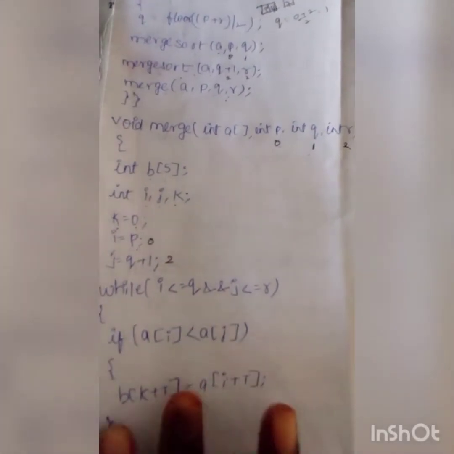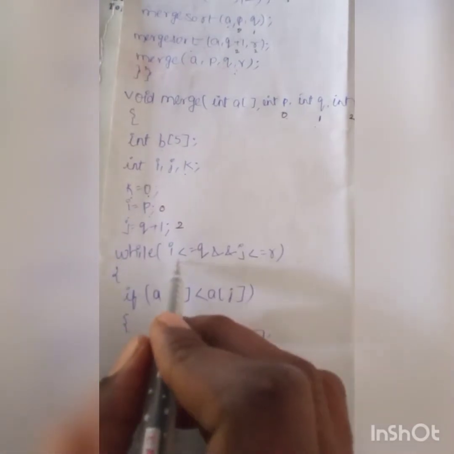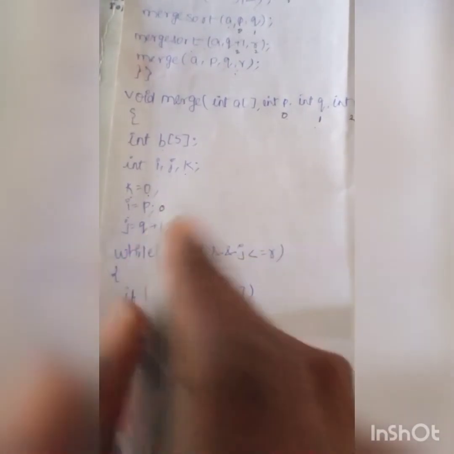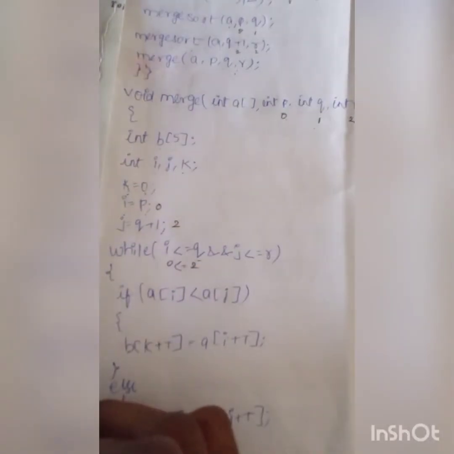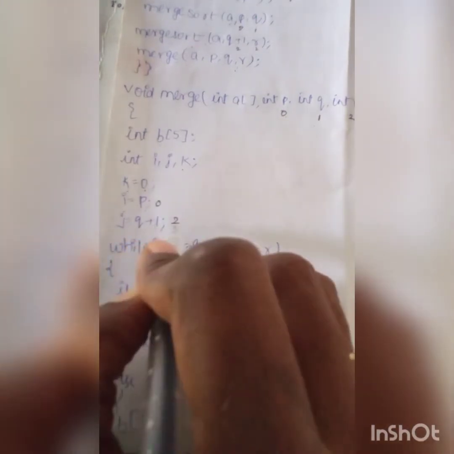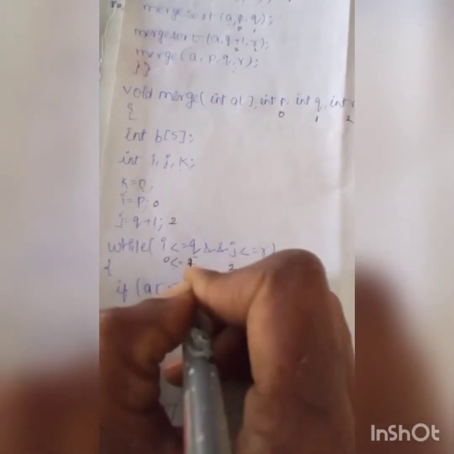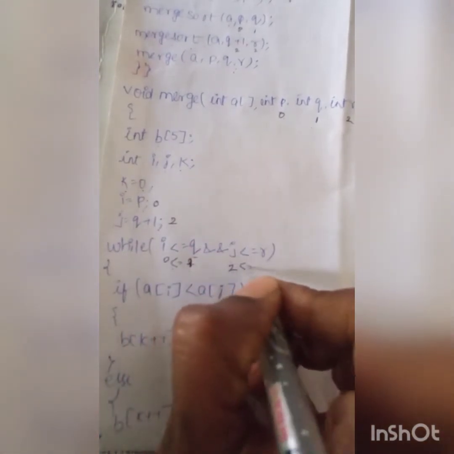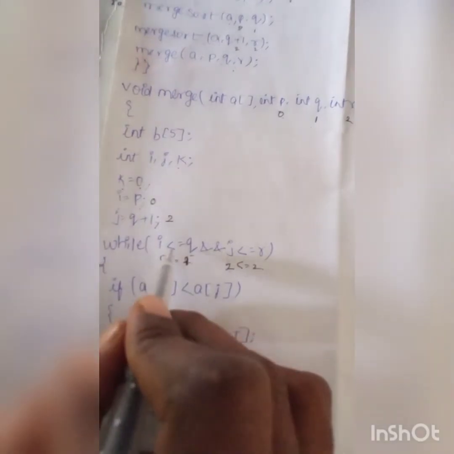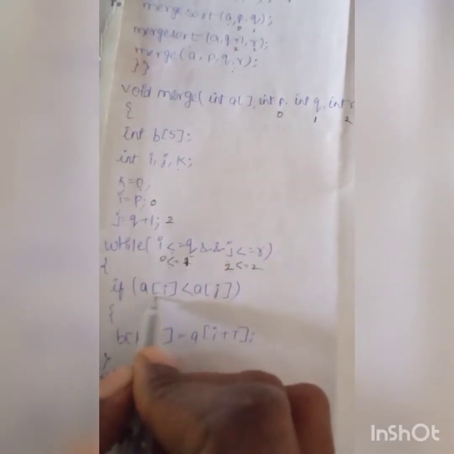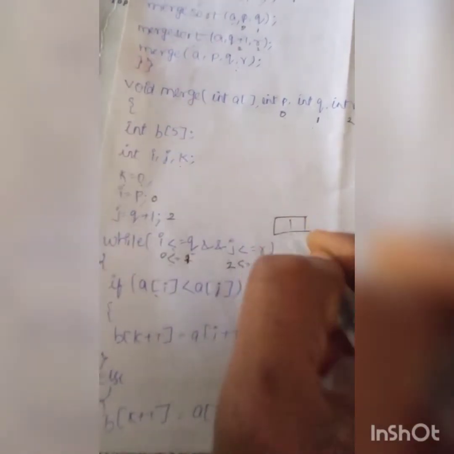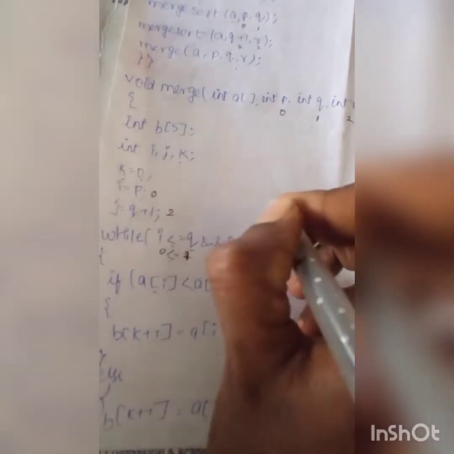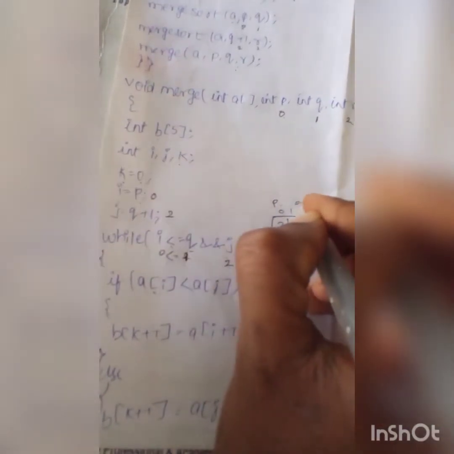Right? Clear? Next. While i is less than or equal to q: what do you have in i? 0. 0 is less than or equal to q, that is 1. Condition true. And j, what is j? j is 2. Sorry, q is 1. 0 is less than or equal to 1 and j is 2, which is also less than or equal to 2. So here the condition is satisfied, you are going to enter the loop. Now, what is our array? Which elements have you taken? 3 and 4, and 2. This is 1, this is 0, this is p, this is q.